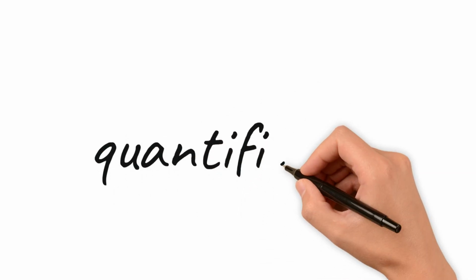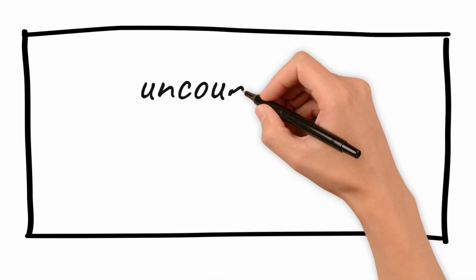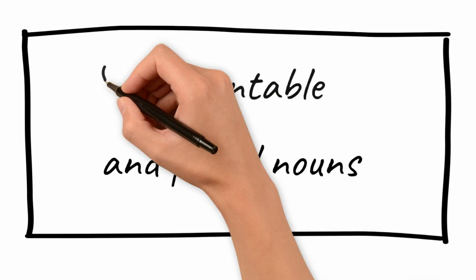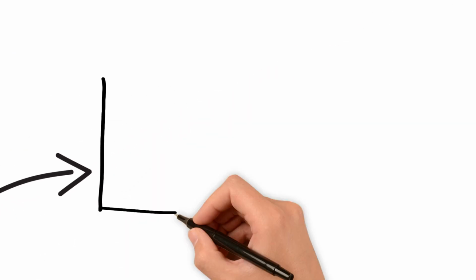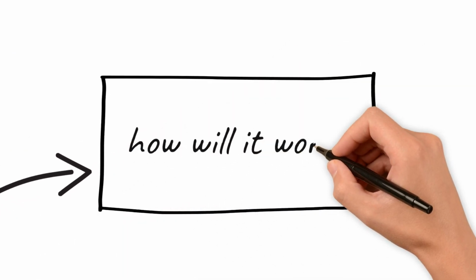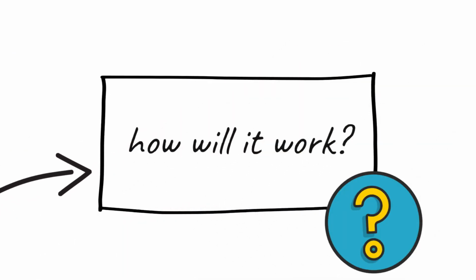Hi everyone! In today's lesson, we're going to explore quantifiers like all, every, both, and more, as well as uncountable and plural nouns. This can be tricky in English, but don't worry, we'll break it down step by step with examples to make it clear. Let's dive in!